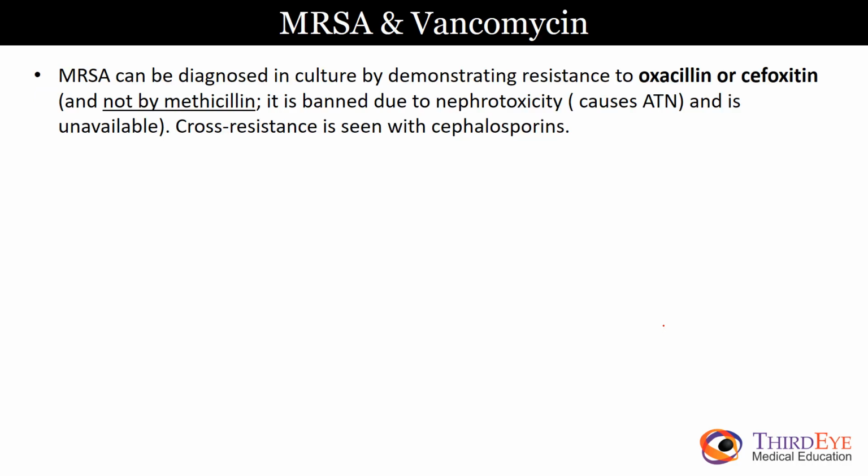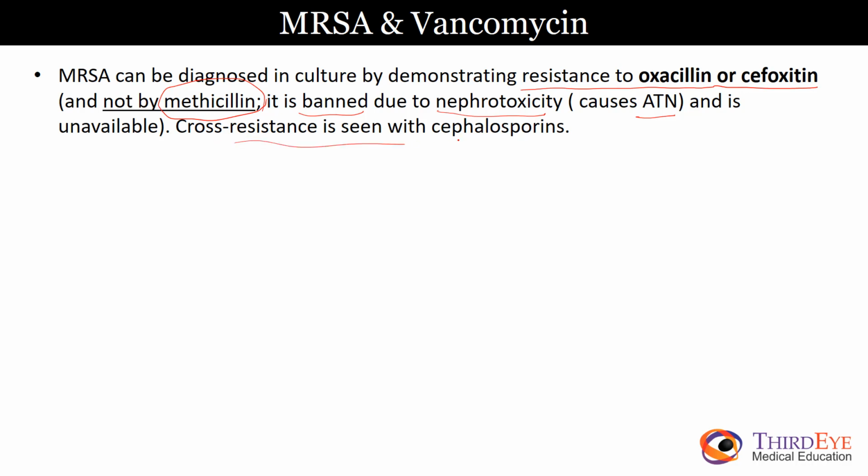MRSA can be diagnosed in the regular laboratory, if you don't have access to PCR, by simply demonstrating resistance to oxacillin or cefoxitin. What you need to know here is you cannot use methicillin. Although it's called methicillin-resistant Staph aureus, you cannot use methicillin because it is banned. And it is banned because of its nephrotoxicity. And the nephrotoxicity it causes is acute tubular necrosis. And methicillin is no longer available, so we cannot use it.